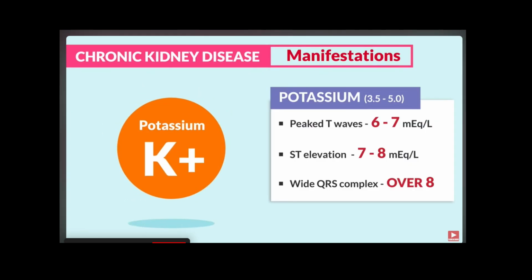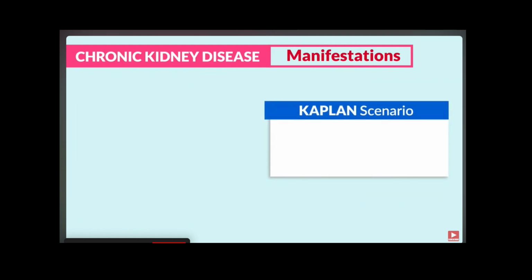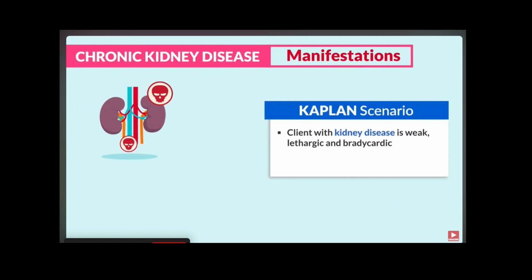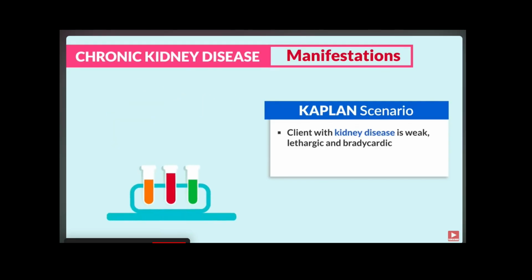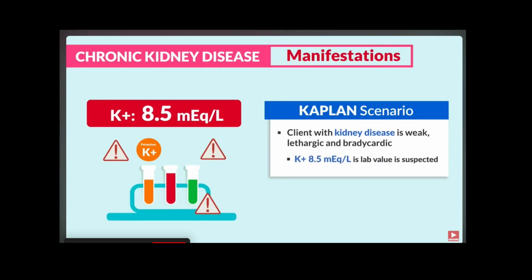So that's why potassium is priority on the NCLEX and nursing exams, since it pumps those heart muscles. Now, Kaplan had a scenario asking about a client with kidney disease who is very weak, lethargic, and bradycardic, asking for a suspected finding for this patient. The key term here is kidney disease that is weak, lethargic, and bradycardic, that low heart rate. So you have to automatically prioritize and think about potassium here. So potassium 8.5 is the lab value to be suspected.